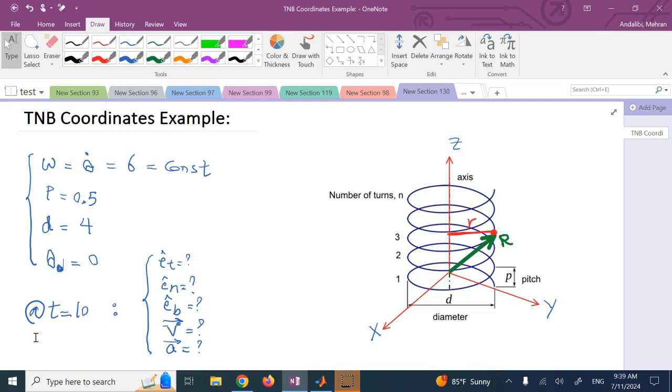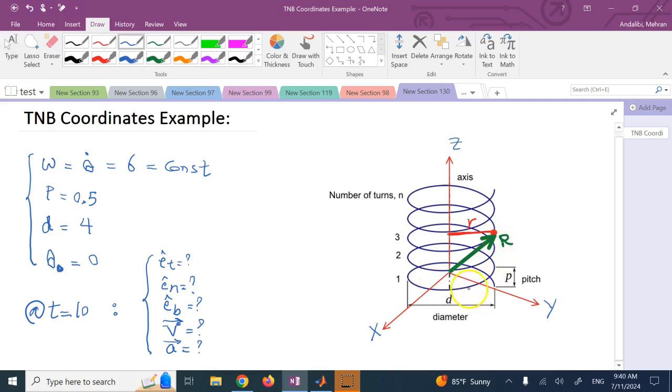Right now I'm teaching a dynamics class, and I just taught the tangential, normal, and binormal coordinates, or you call it the path coordinate. So I solved the problem in class. I thought that's a good problem to also make a video and show you if you are interested in 3D dynamics.